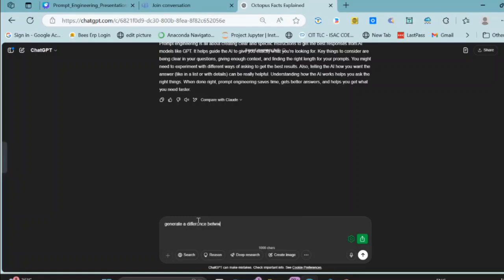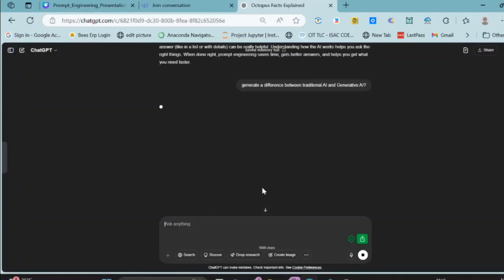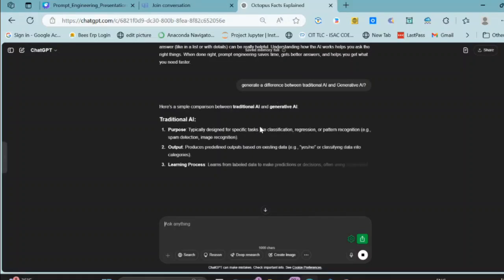Difference between traditional AI and generative AI. Here is a simple comparison between traditional AI and generative AI.